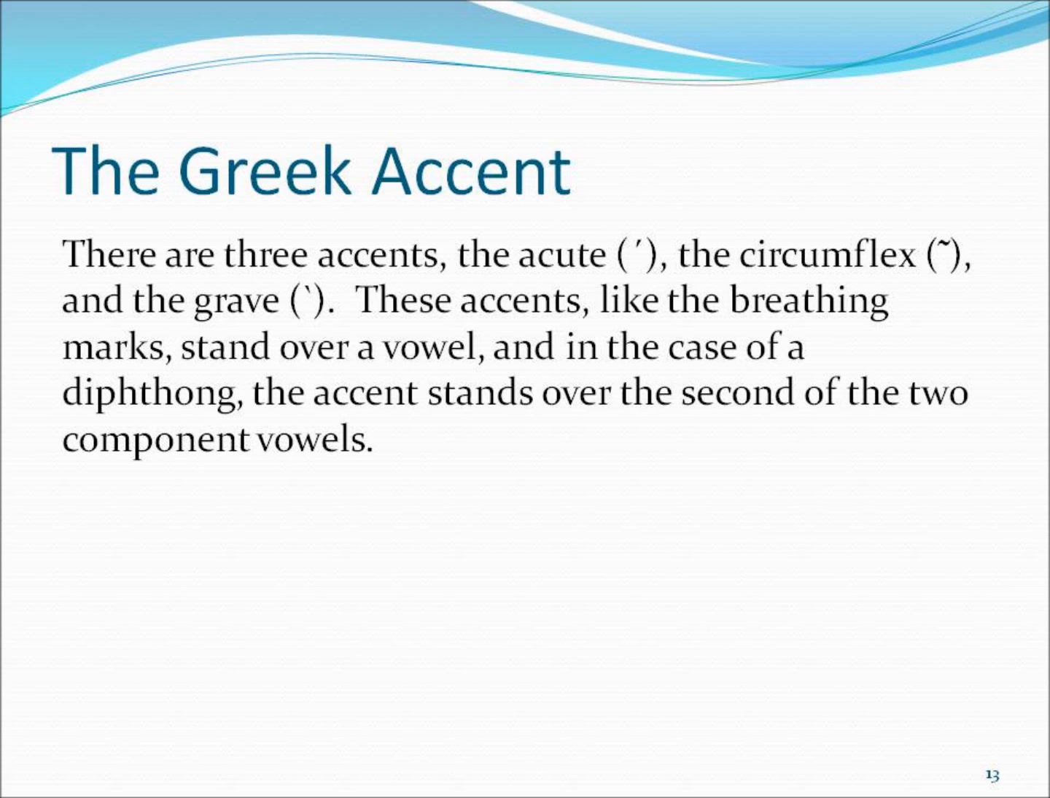There are three Greek accents. The first one is an acute, which slopes upward. The second accent is a circumflex. Circumflex can either be a tilde shape or an arch shape above the vowel. And finally, we have the grave or the grave. I've heard it pronounced both ways, and that's a slope downwards accent.